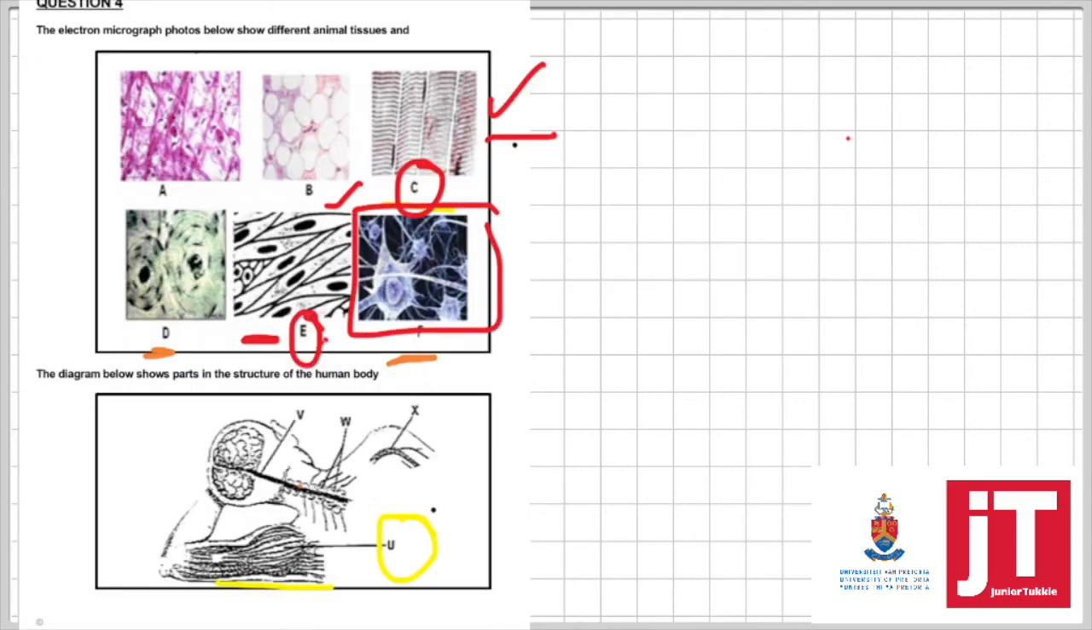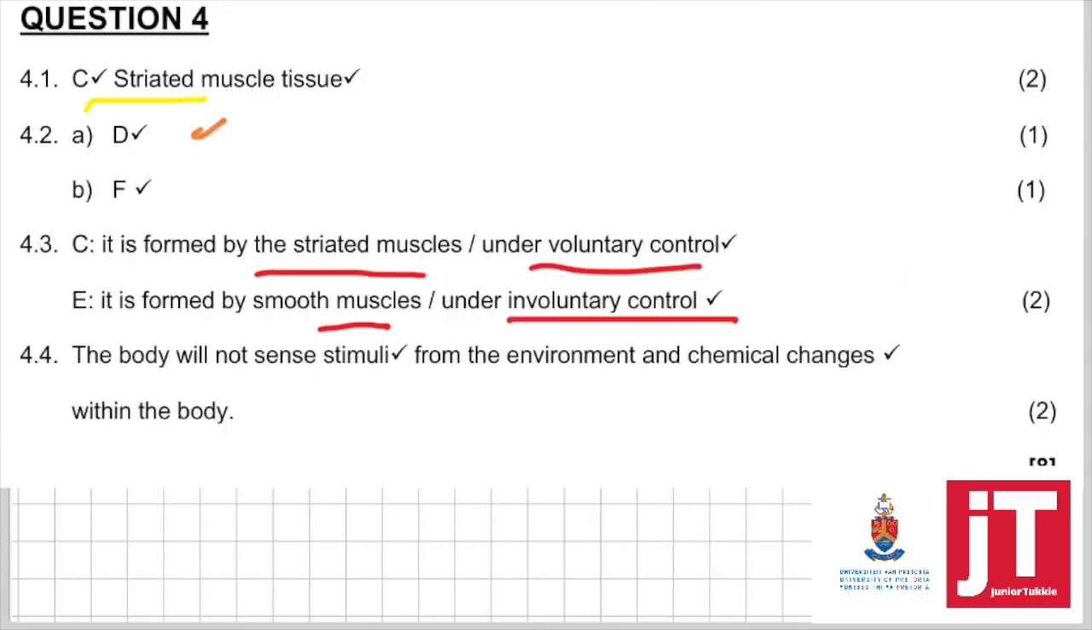Now we know the nervous tissue senses stimuli in the environment and picks up chemical changes. Now, if that does not take place, of course, the body will be in danger. The body will obviously not be able to sense any stimuli, any chemical changes in the body, and of course, the organism will eventually die.